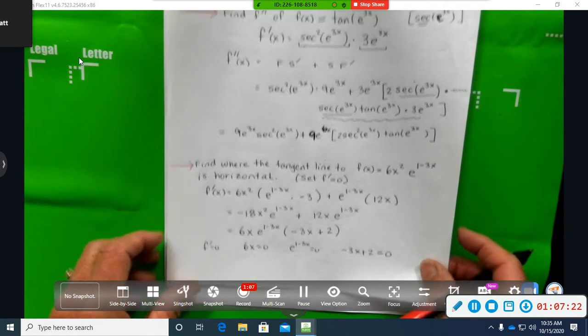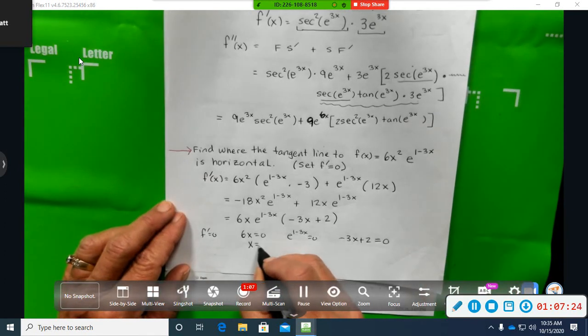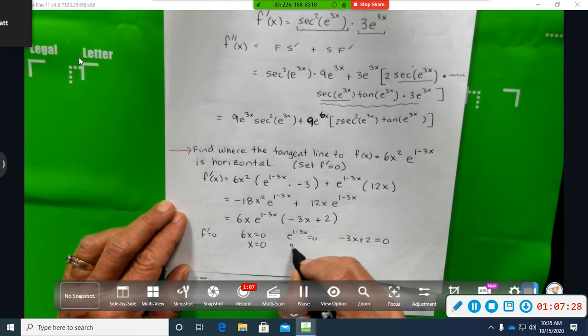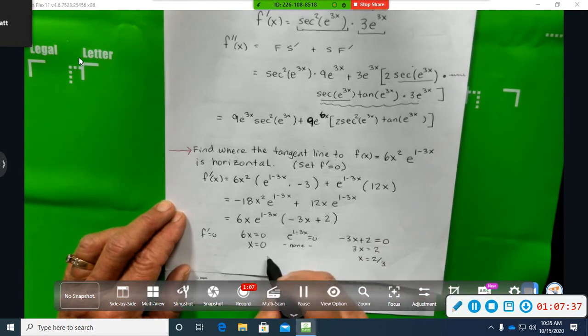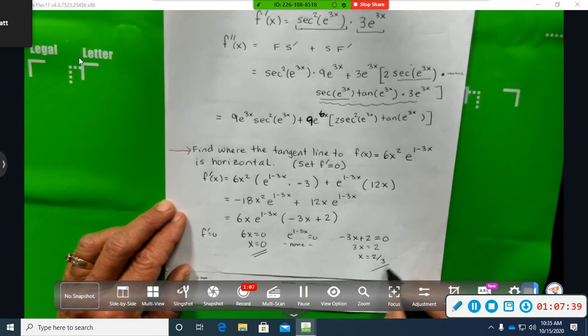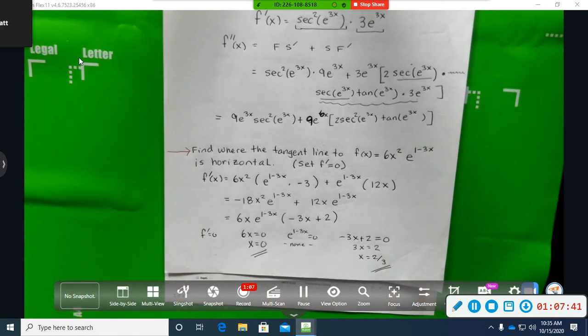6x is 0 only when x is 0. This is never 0. This is always positive. And this is where 3x is equal to 2, so I get x is 2/3. So there are two places where the tangent line is horizontal. Did you get those? Good.